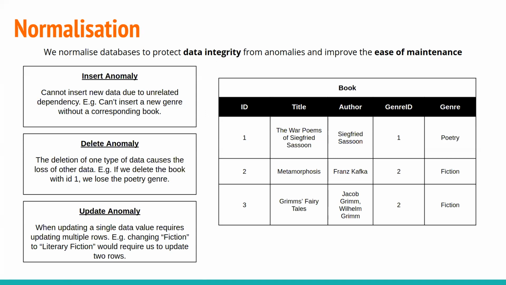Okay, the last kind of anomaly that can occur is an update anomaly. This is when updating a single data value requires updating multiple rows. For example, if we decide that fiction is not a really good way of describing Metamorphosis, it should actually be literary fiction. Likewise, Grimm's Fairy Tales is probably not what you're expecting when you buy a standard fiction title. So let's say we want to try changing them to literary fiction.